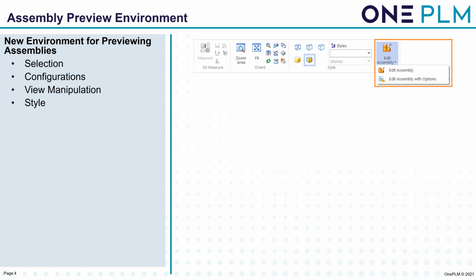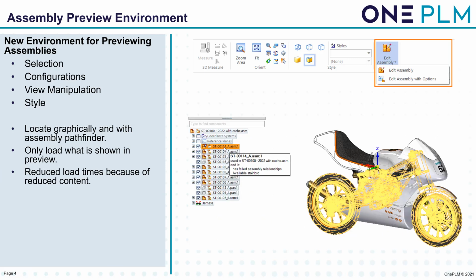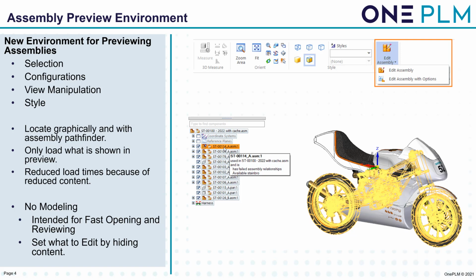So this is a new environment. We can have this turned on or off, and we can use selection. We can use configurations from the configuration drop-down list. We can decide on the view that we want, so we can see the parts that we can hide or show. We can decide on the style that we want it to come in. We can locate it graphically and use the assembly Pathfinder, and then we only load what is shown in the preview. So this gives us reduced load time because there are fewer parts showing. There's no modeling done in this environment. It's intended just for fast opening and reviewing, and then we can set what to edit by hiding the content.